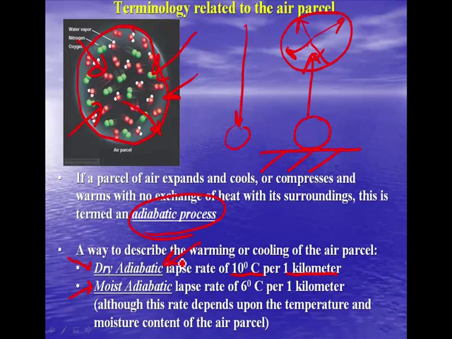But recall that a lapse rate is just how temperature increases or decreases in the atmosphere. So again, the two terms: dry adiabatic lapse rate, where temperature either warms or cools 10 degrees Celsius for every 1 kilometer it travels up or down in the atmosphere. And if the parcel is saturated, then it would change at the rate of about 6 degrees Celsius per kilometer. I should mention, however, that the moist adiabatic lapse rate is highly variable, and it depends upon the temperature and moisture content of the air parcel. But for what we're going to be doing in Chapter 6, we'll consider this change to be about 6 degrees Celsius per 1 kilometer.